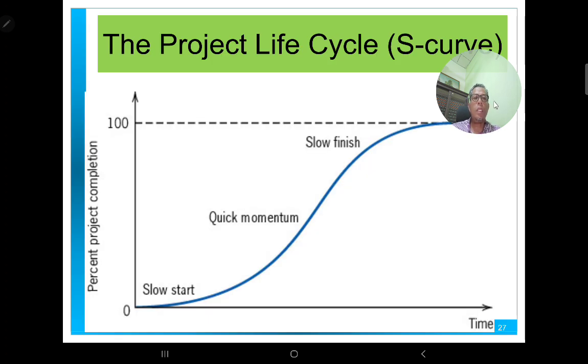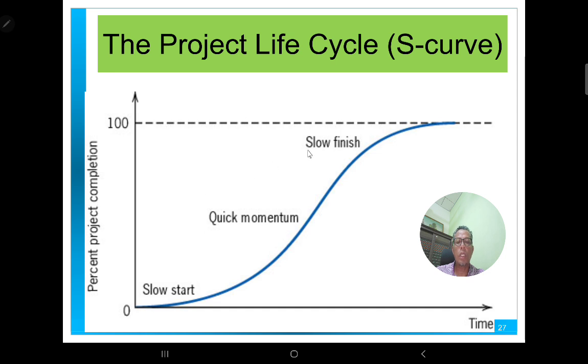So the S curve, as shown in this graph, is according to the percentage of project completion, and it looks like an S curve, right? So it's a steadily slow start, and then it starts to have a quick momentum in the execution of the project. Then you will see a slow finish at the end of the project. So the graph shape looks like the alphabet S.